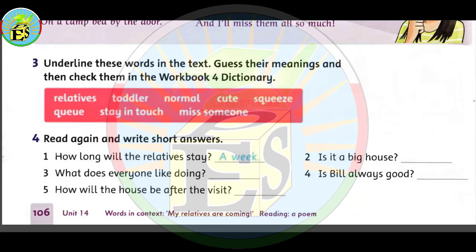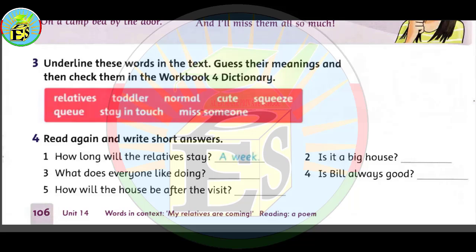The third word is normal. You can find it on page 135 in the N section. Normal is an adjective, and it means something that is usual. Then word number 4 is cute.